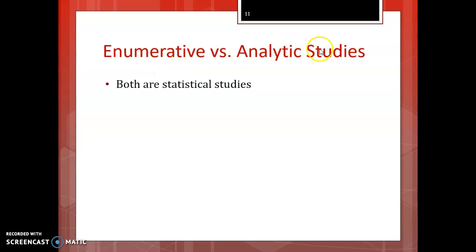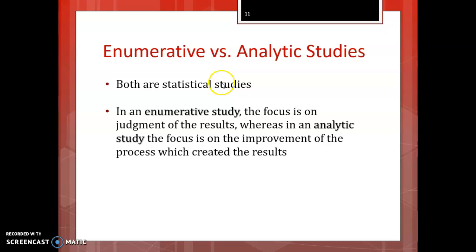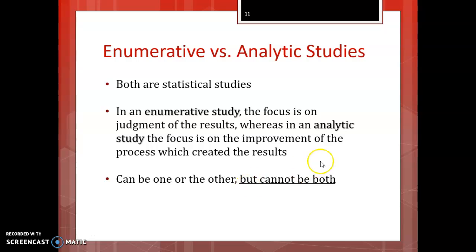Okay, now we're going to talk about different types of studies. There's enumerative and then analytical. They're both statistical. Enumerative studies focus on the judgment of your results, where analytical, right, you start looking at it, you analyze the information to see if you can improve it. It can be one or the other, but not both.